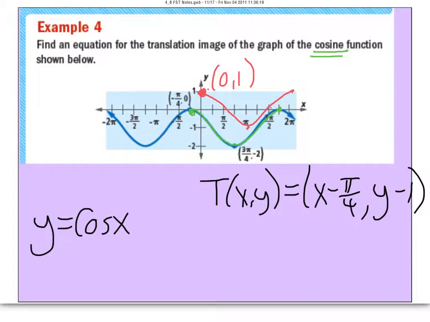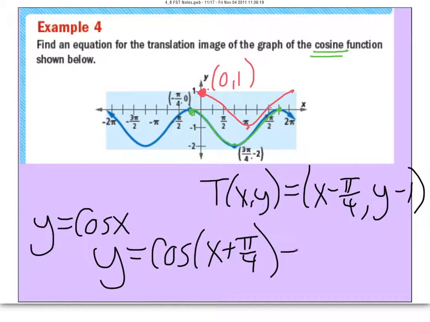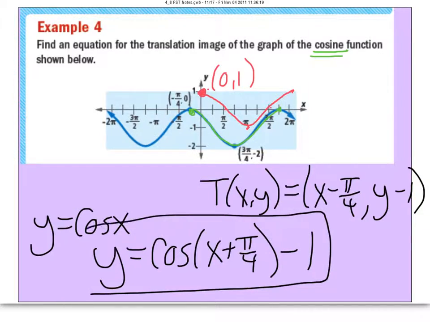So now all we have to do is go backwards into the equation for the x. To write this, y equals the cosine of x plus pi/4, and then we'll do minus 1. And that would be the equation of this graph.